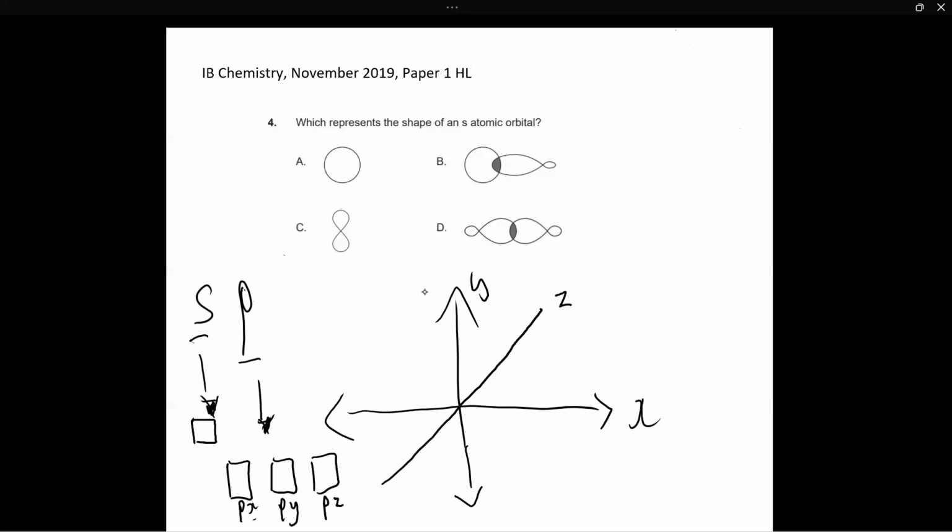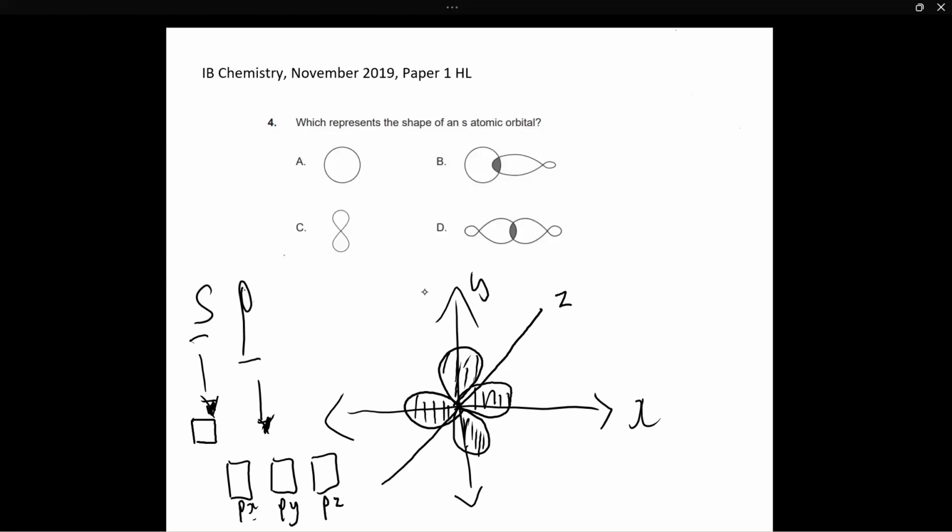So let's draw the Px. Well, the Px lies on the x-axis as indicated by the name. So it's going to look something like this. There you go. That's the Px orbital. So the electron can lie anywhere in this region. Now, what about the Py orbital? The Py orbital, again, as indicated by the name, lies on the y-axis. So it looks something like this. And the electron can be found anywhere in this region.